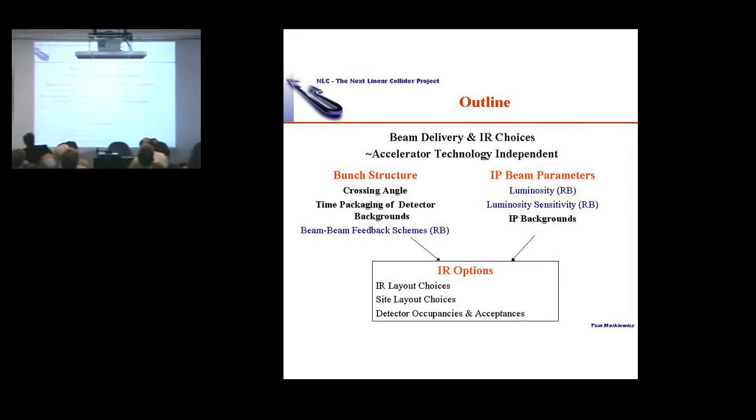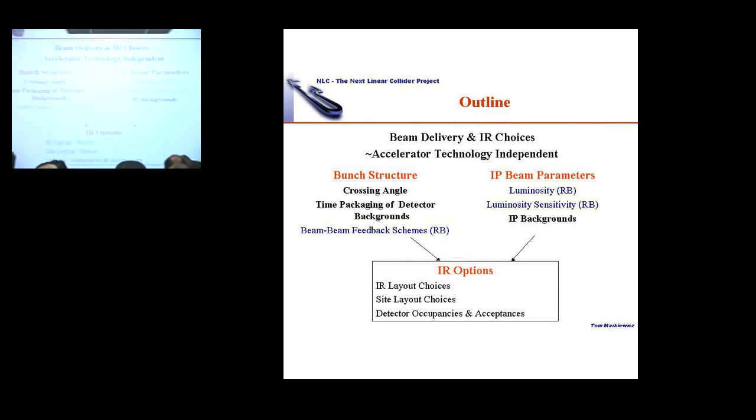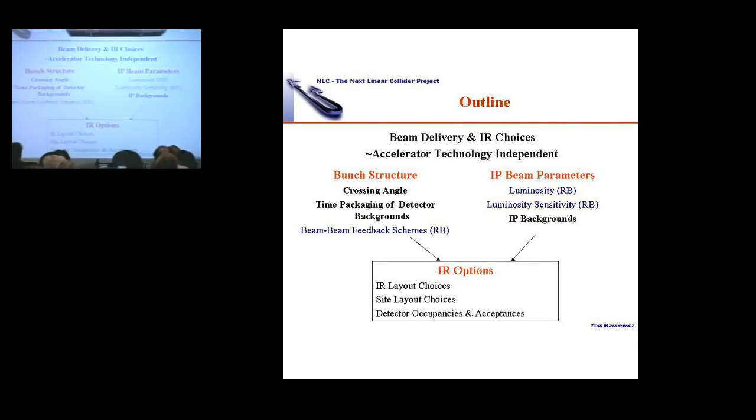And here's the outline for the talk. I'd like to say that working in the beam delivery and IR area, to a first approximation, I'd like to believe that to some extent our choices here are somewhat independent of the accelerator technology chosen to produce the high energy. Basically, the parameters that define the IR layout are the bunch structure and the IP beam parameters. In particular, the bunch structure will determine the crossing angle, which has a lot to say about what the IR will look like, and something about the time packaging of detector backgrounds. Bunch structure also will determine something about the feedback schemes, as Reinhard has just told you.